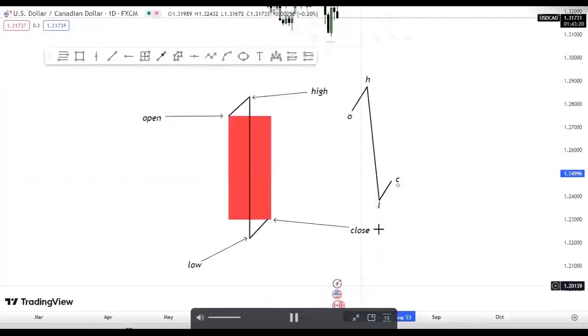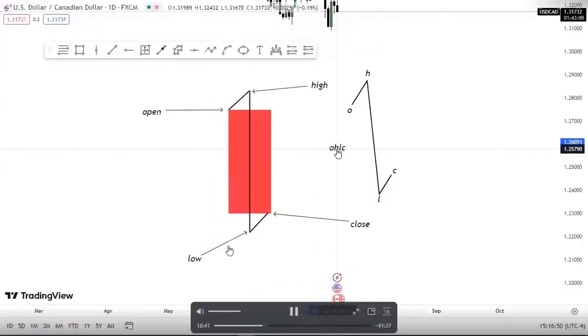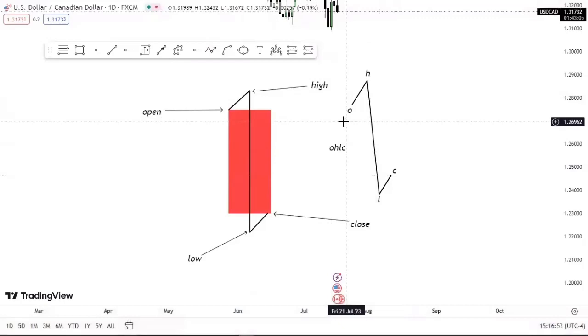Forms what we call open, high, low, close. Now it's important to understand this because it can help you.